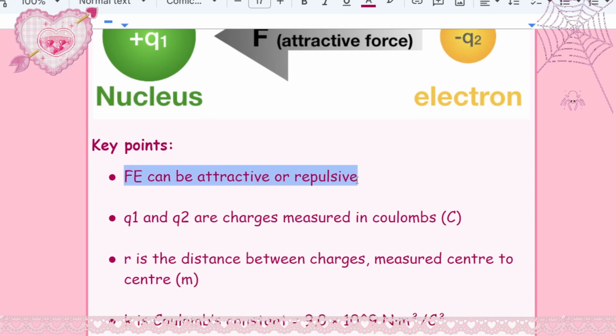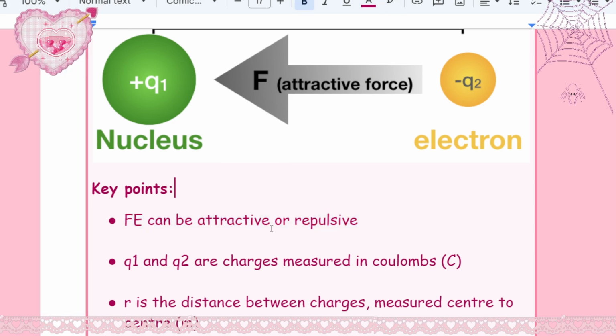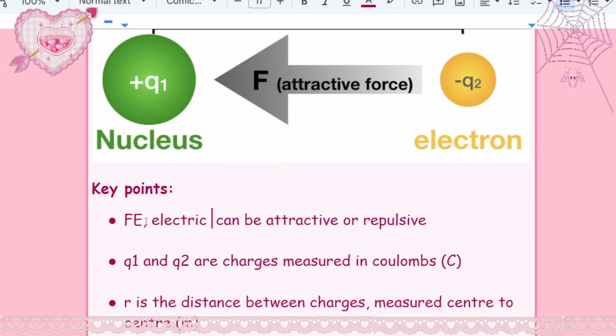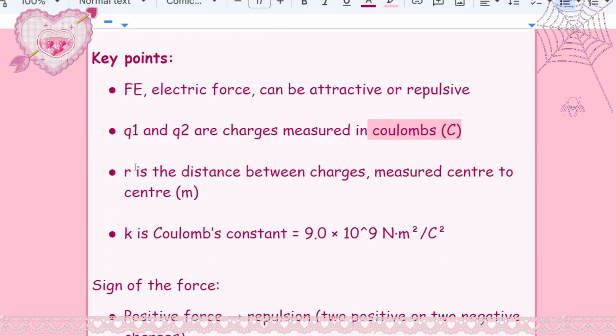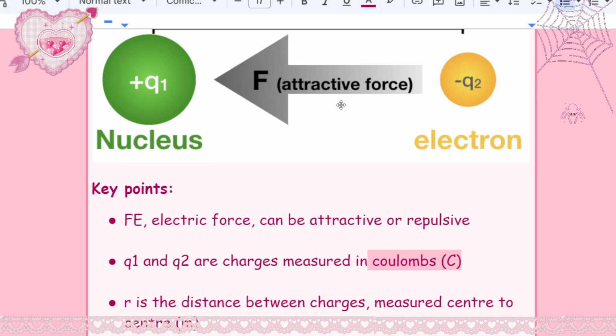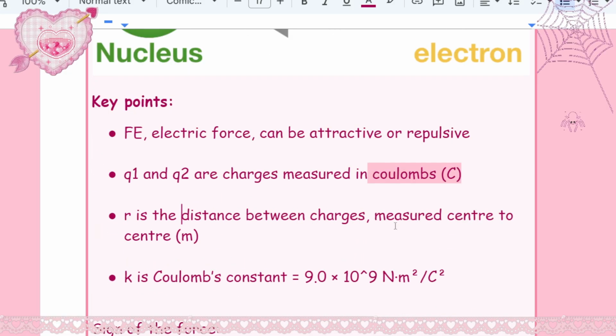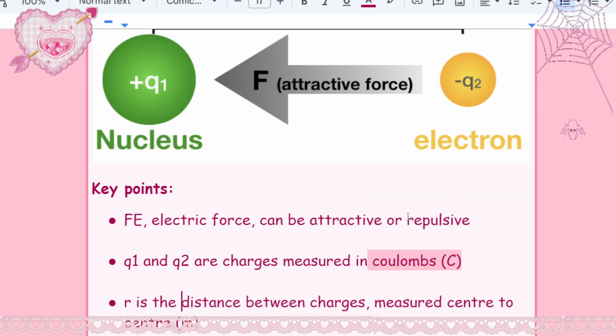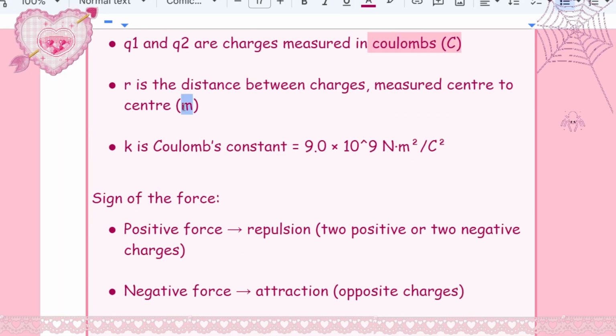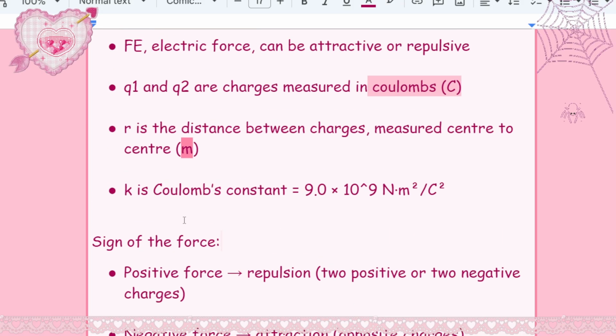Some key points: the electric force can be attractive or repulsive. So the electric force can either push or pull. Next, Q1 and Q2 are charges that are measured in coulombs. So that's our unit for charge. Keep that in mind. R is the distance between the charges, right? The distance here to there. It's measured from the center of the nucleus of one to the nucleus of the other, or just the center. And it's also usually in meters, so you want to keep that in mind when you're doing your calculations.